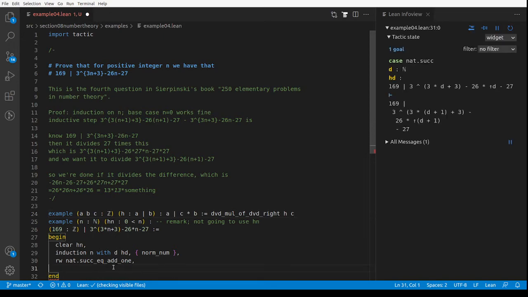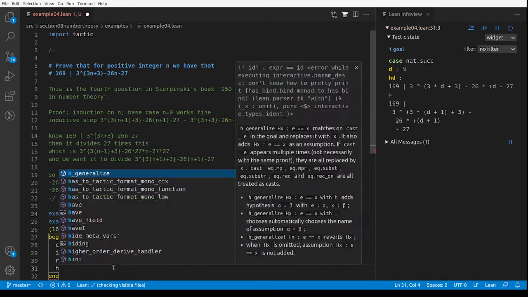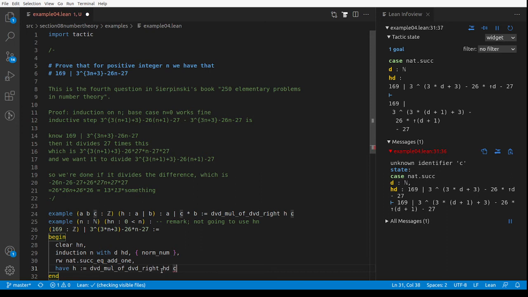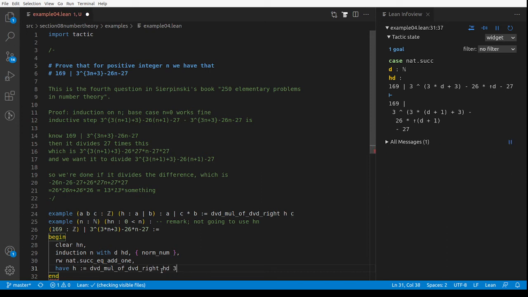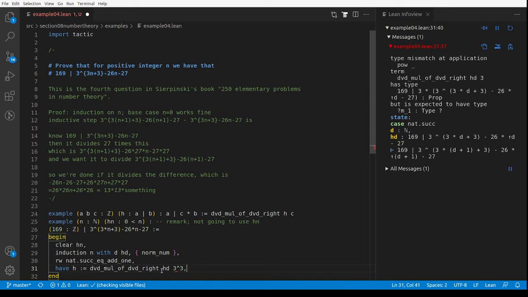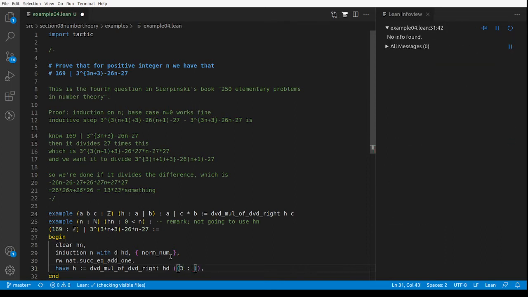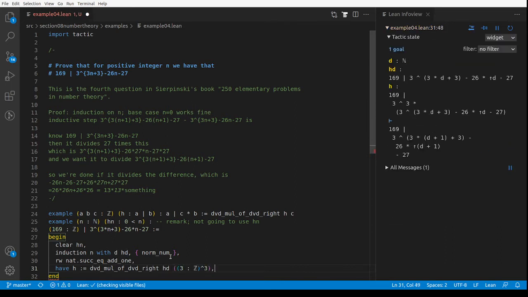So let's have h := dvd_mul_of_dvd_right, and then we want to apply that to hd, and then we want to do 3 cubed. I mean, it's 27, but let me do 3 cubed. And it doesn't work. Oh, what have I done? Was it an issue with the integer 3 cubed, was it that? Yeah, okay, great. So now we know that there, and that's that times that.